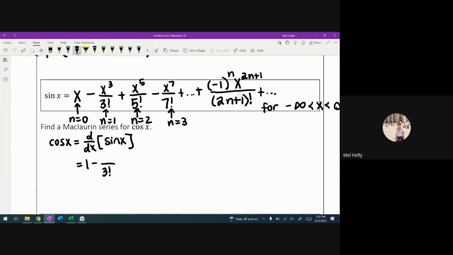What's the derivative of x cubed? Perfect. All right, I'm going to keep the factorial for a second. Derivative of x to the 5th. Don't you feel brilliant? You're doing Taylor series right now. All right, what's the derivative of x to the 7th?